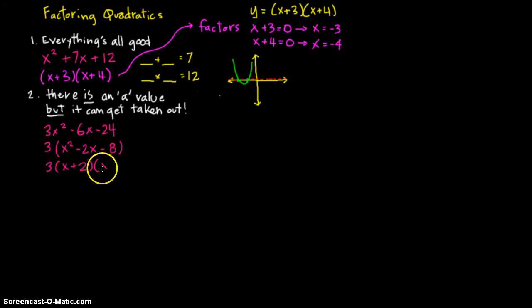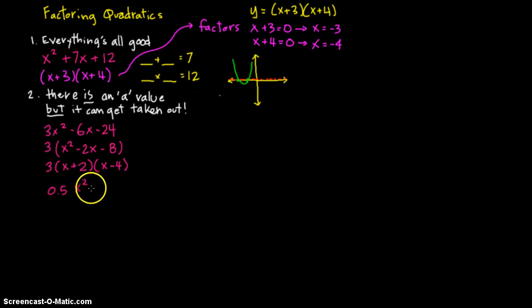2 and negative 4. Perfect. So I have two factors, x plus 2 and x minus 4. In other words, my factors in this case would be negative 2 and positive 4. Remember what we were talking about up here. So let's look at another one.